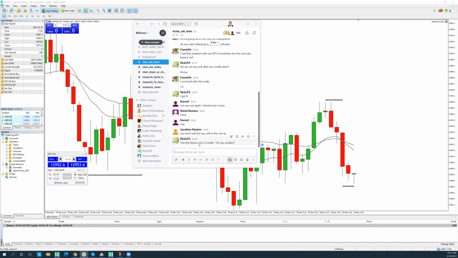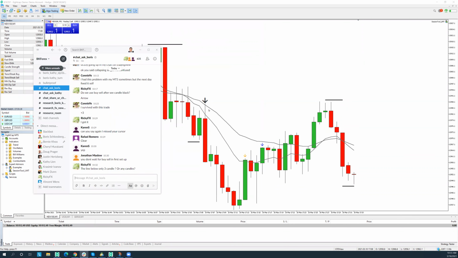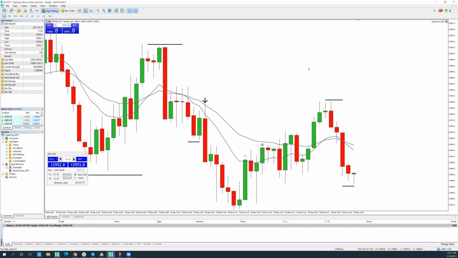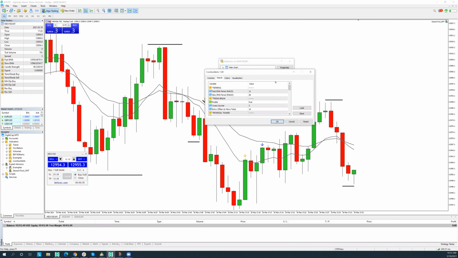No, Ricky, the line is only 3 candles. That's the default setup. Okay, guys, let's look at the combo alerts. Look at the properties. You see in the properties, trend break has a three candle setup. That's the default. It's in the default, right? You with me? It's in the default.